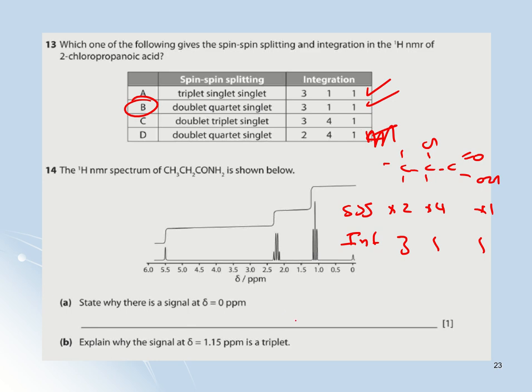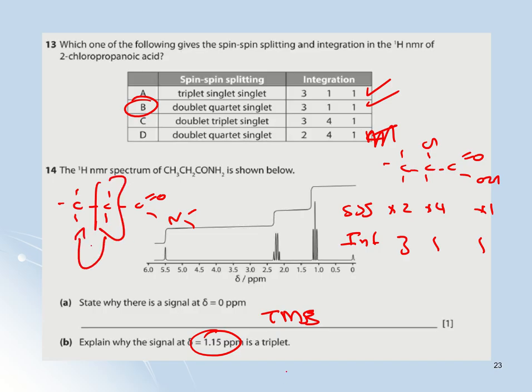State why there's a signal. Well, that's your TMS, your internal reference is what you would call it, as well as saying it's TMS. Explain why the signal at 1.15 is a triplet. Let's just draw this out so we can show it. We have an amide here. So it is a triplet. It is this signal here, and it's a triplet simply because it's adjacent to a CH3. It's a CH2 adjacent to a CH3.